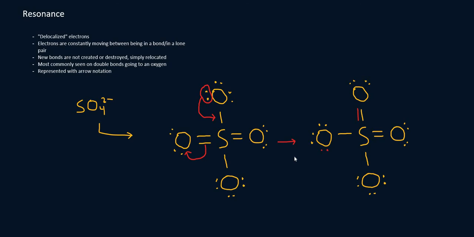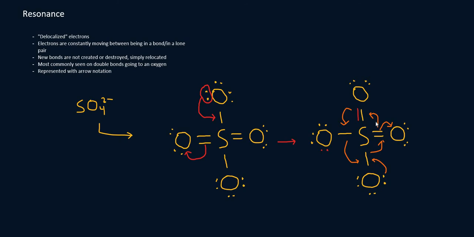You can do this an infinite number of times. You can just keep moving electrons around. You can take a lone pair from this oxygen and move it to right here, and you can take this double bond and move it to this oxygen, and you can do that so on and so forth until you're just moving these double bonds around the sulfur constantly. So essentially electrons are just constantly moving between bonding and lone pairs, bonding and lone pairs, bonding and lone pairs.